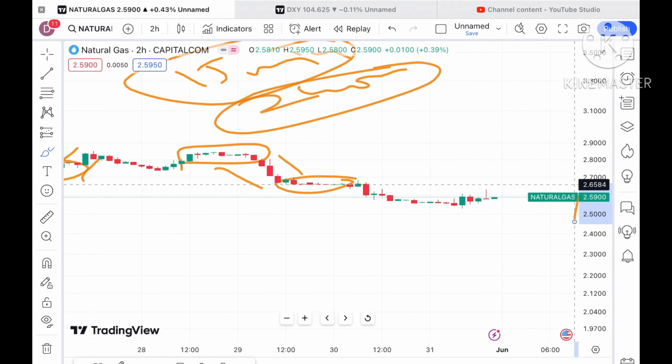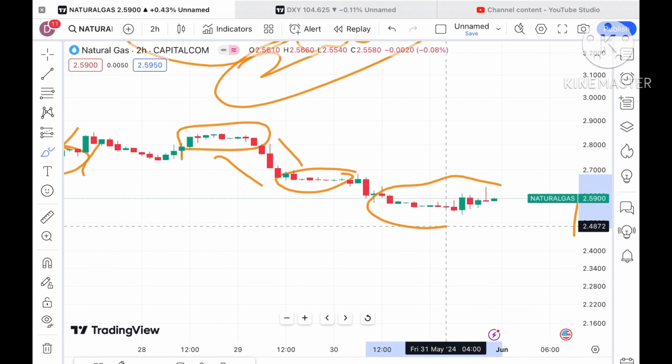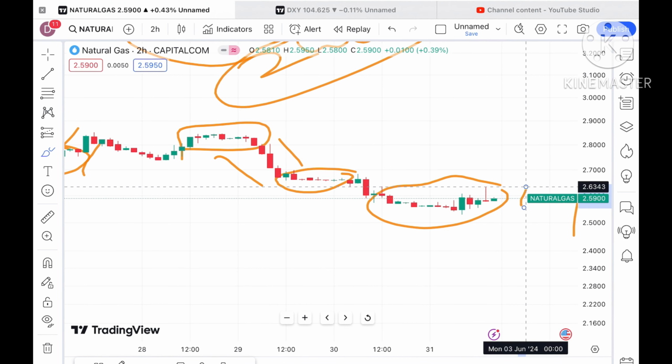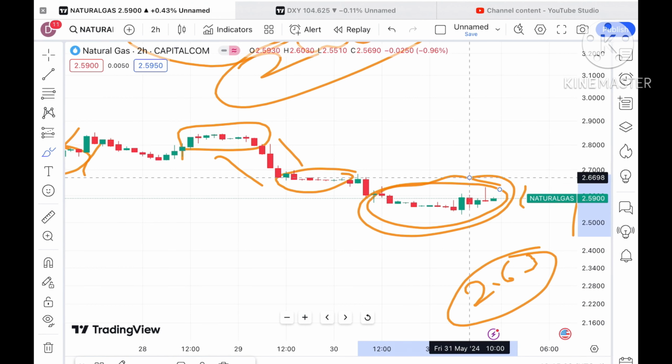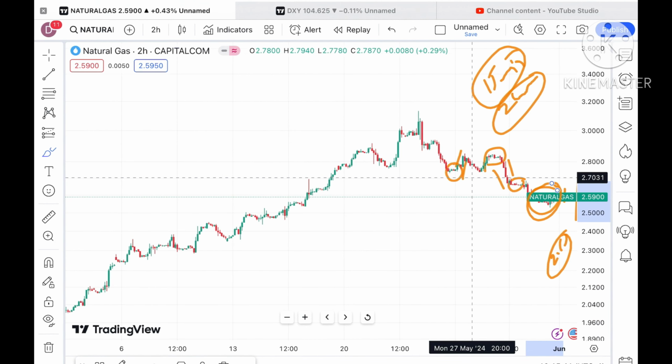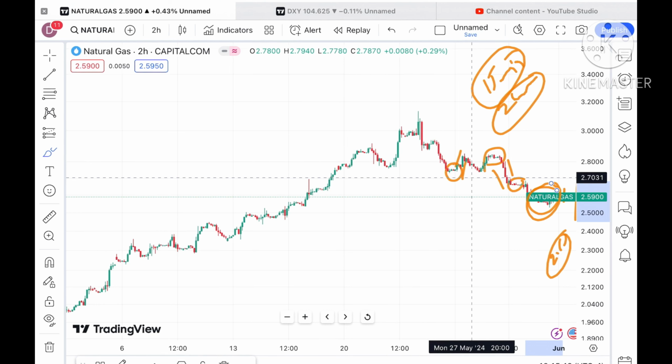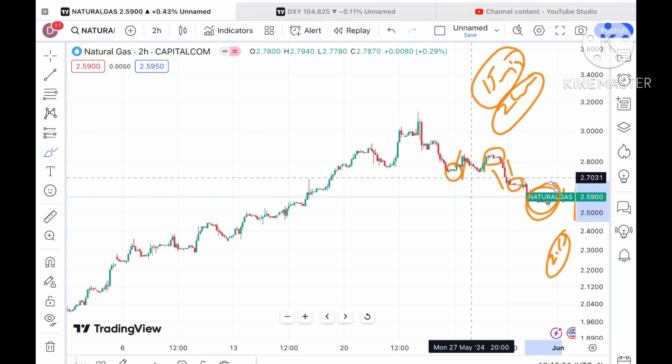Now looking at this particular 2 hour chart, it is in this zone. As soon as the zone breakout happens, that means if the price moves out of the level of 2.63, we can see a further upside movement. There are a few events we can see coming tomorrow, so chances can be high that we will see medium as well as good volatility in the price of natural gas.